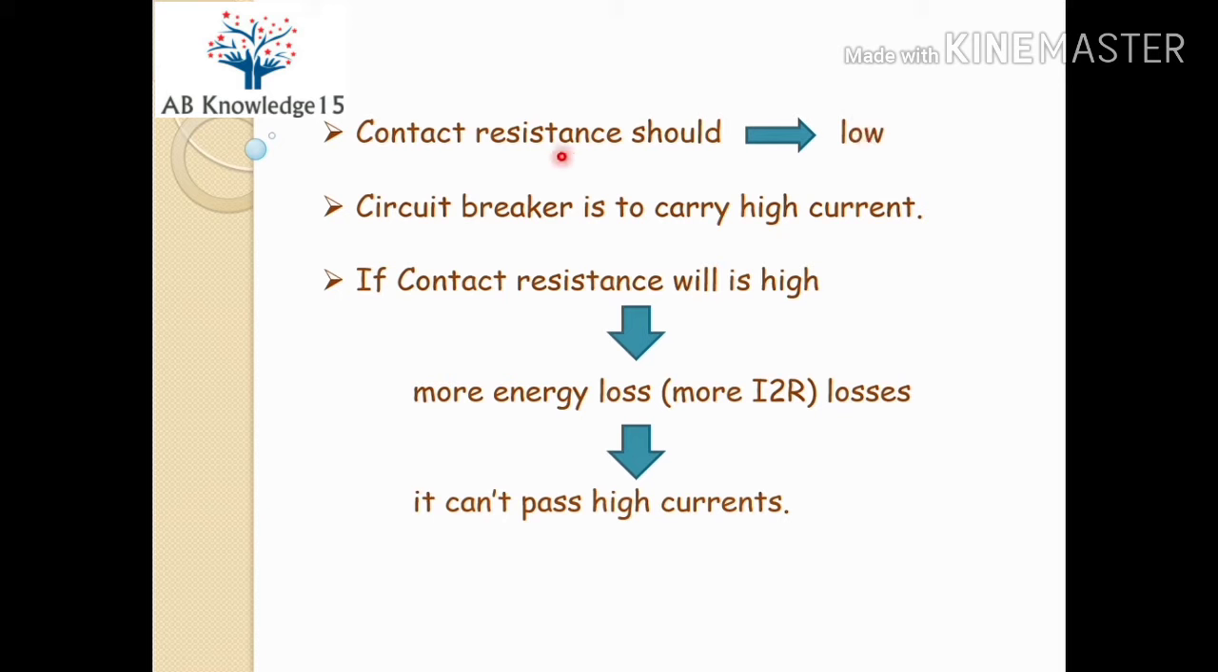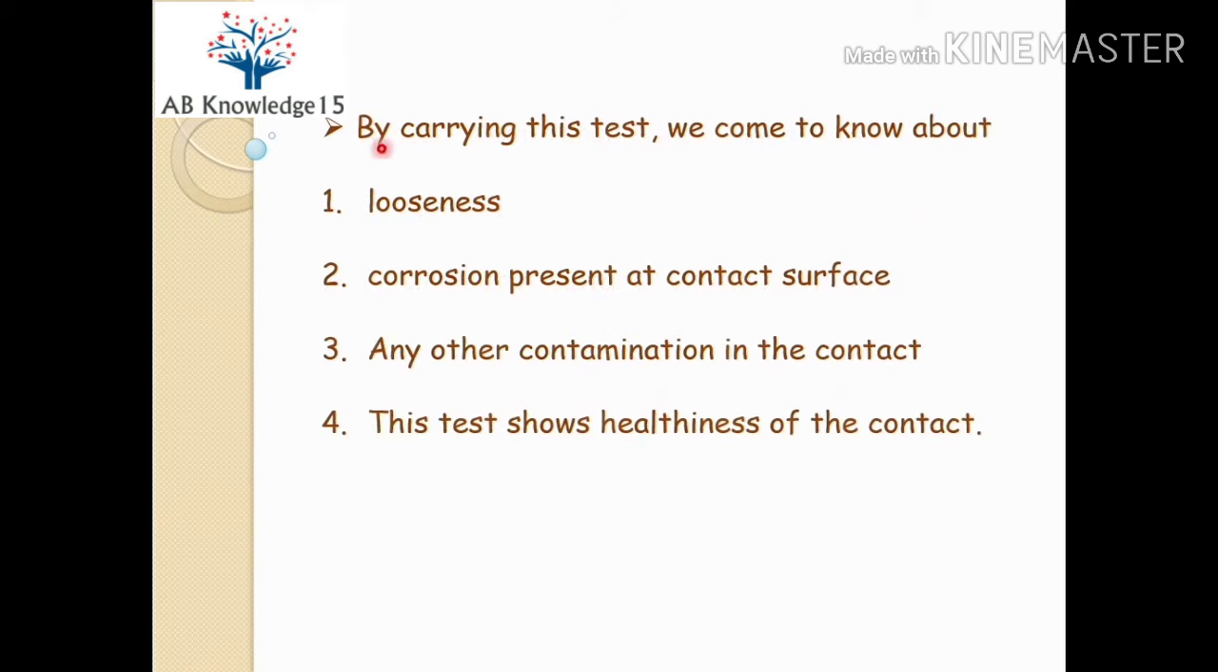Why should it be low? Because a circuit breaker has to carry high currents, and if the contact resistance is high, then according to I square R the energy losses will be more and the breaker will not be able to pass the high currents. So that's why the contact resistance value should be as low as possible.